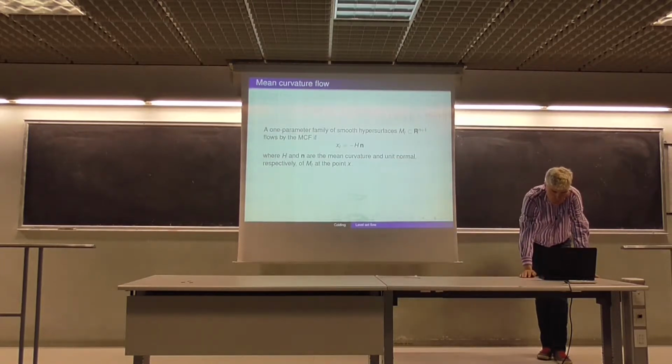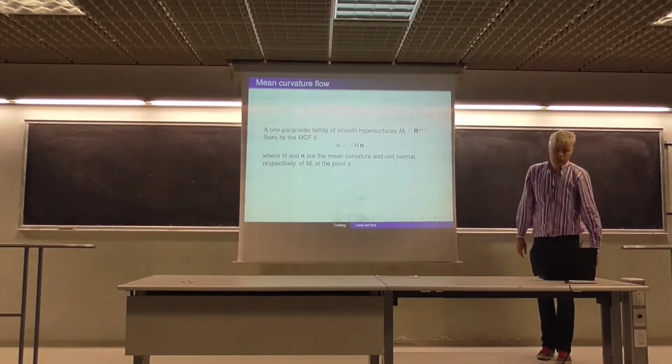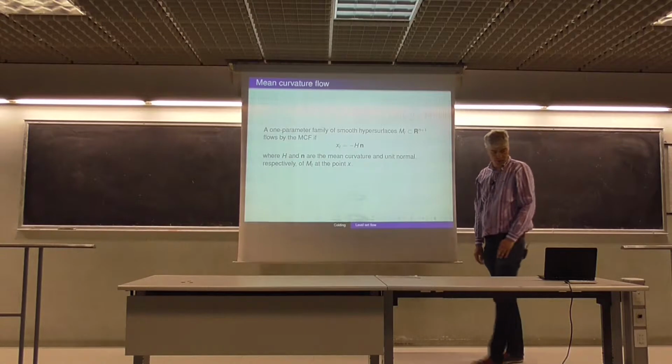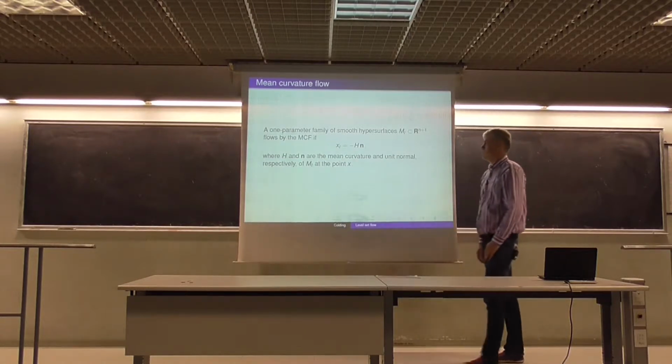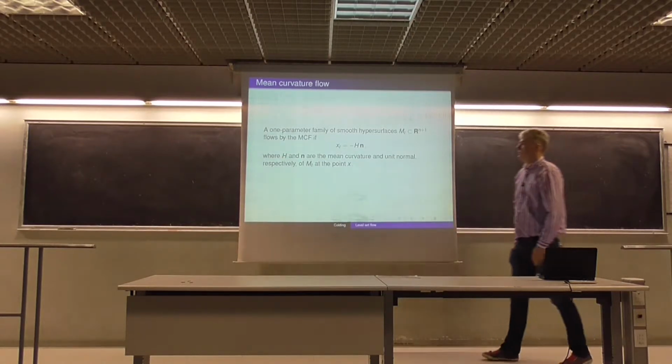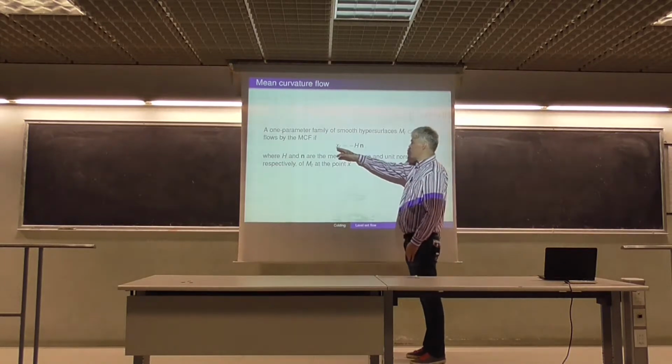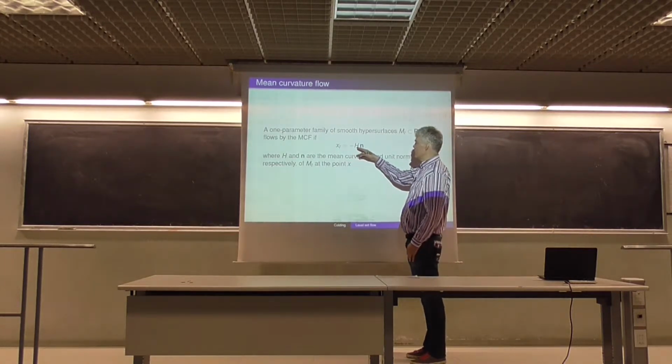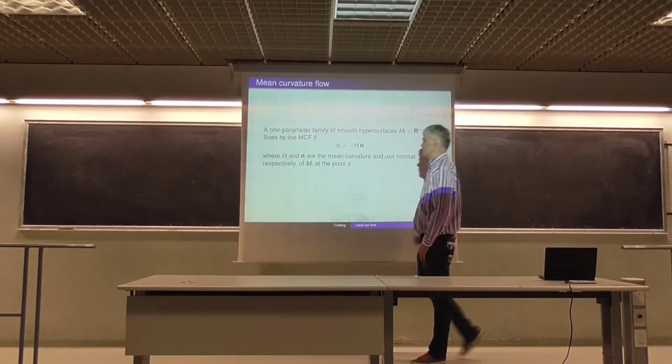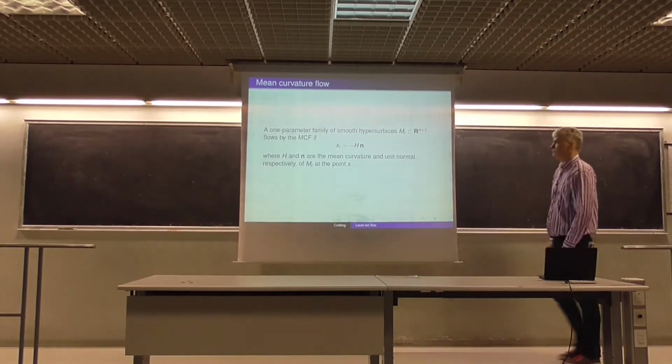Now, if you have a one-parameter family of hypersurfaces, one says that the family is flowing by mean curvature flow if the time derivative of the position vector is minus the mean curvature times the unit normal. This is also sometimes called the mean curvature vector, but let's just keep it in terms of the scalar.